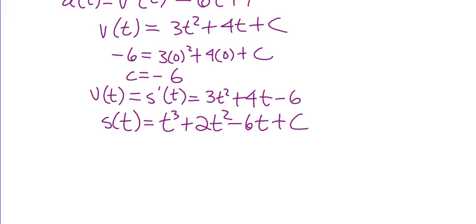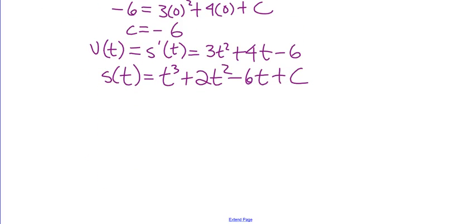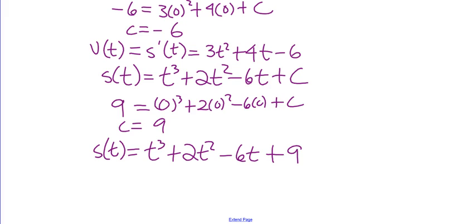But what do we know? It's initial displacement. So going back up top, we know s of 0 is equal to 9. So 9 is equal to 0 cubed plus 2 times 0 squared minus 6 times 0 plus c. So c is 9, and then s of t is t cubed plus 2t squared minus 6t plus 9. And that's what we were supposed to find, right? An expression for the displacement function, or find the displacement function.